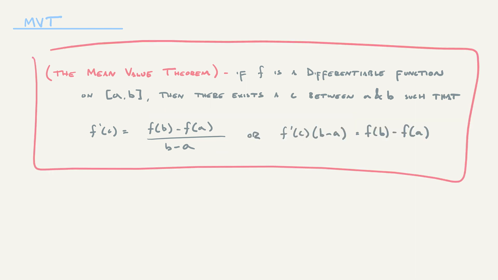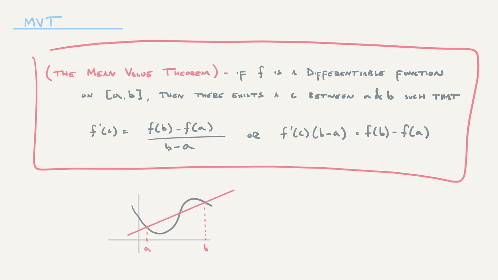Another way to say this is, you could multiply both sides of this equation by b minus a. It'll cancel on this side, and you're going to get this on the left and this on the right. That's another way that we could write the mean value theorem. And by the way, because it's differentiable on the closed interval a to b, it also means that it's continuous on a to b. Remember that differentiability implies continuity, but continuity doesn't imply differentiability. In this case, though, we're given that it's differentiable on this closed interval, and so then it must be continuous on that closed interval as well.